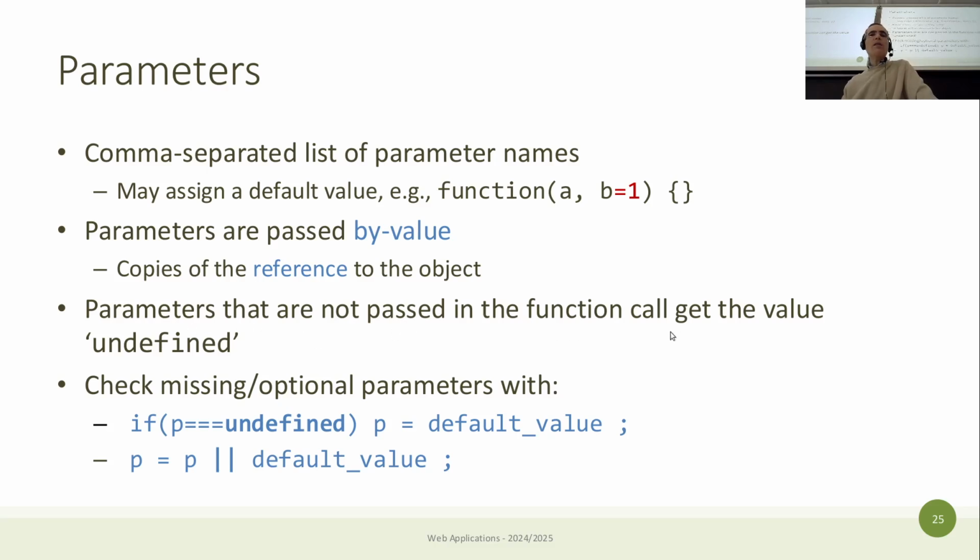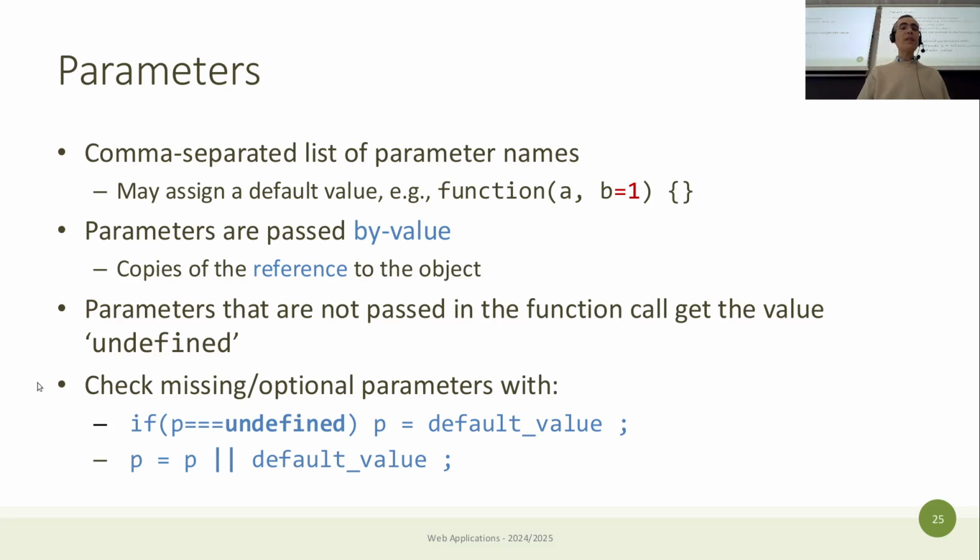Parameters that are not passed in the function get the value undefined. You need to remember this very well. I mean, if we have a function that expects 2 parameters, we call it with 1, no errors. Just the second parameter will have the value undefined inside the function. So you need to be careful when you call a function, because if the signature of the function and of the place where you call the function doesn't match, there's no error. Just you have some undefined around.